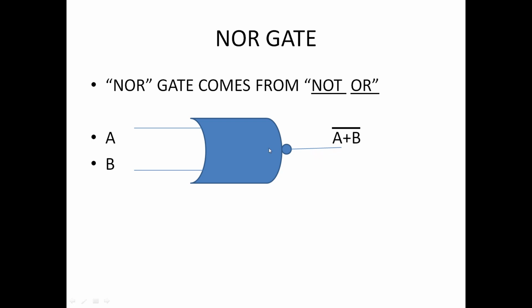Ordinarily, if it were just an OR gate without this NOT, the output will be A plus B, that is A or B. Now with the introduction of this circle, instead of it being A plus B, it will now be not (A plus B), not A or B. I hope you understand that.